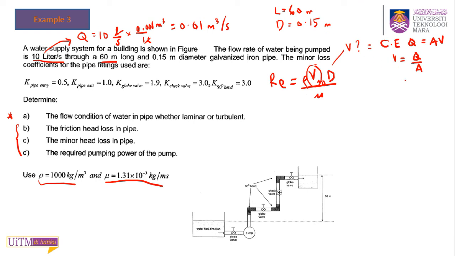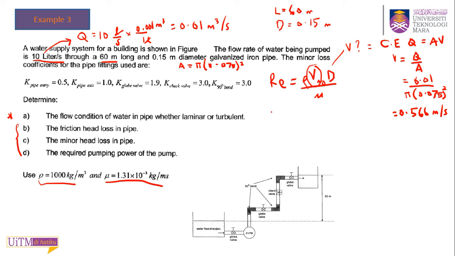You have the Q 0.01, and they give you the diameter, so you can find the A. A is equal to pi r squared, so pi times 0.075 squared. Divide Q by that, and you will get your velocity equal to 0.566 meter per second.